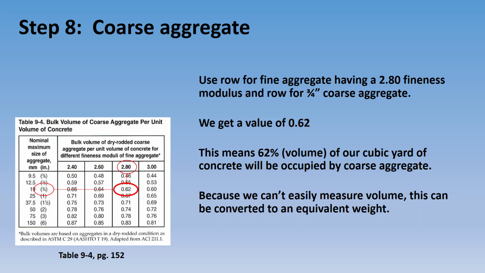And again, look at the title of this table. This is the bulk volume of dry rodded coarse aggregate per unit volume of concrete. So that means 62%, right? 0.62 is 62% of our cubic yard of concrete by volume has to be occupied by coarse aggregate. We can't easily measure volume, right? We can easily measure mass.